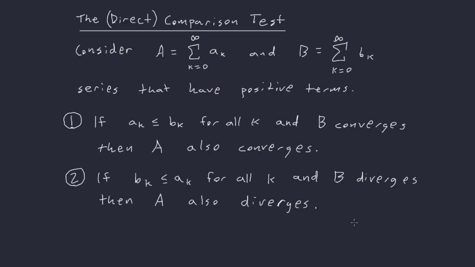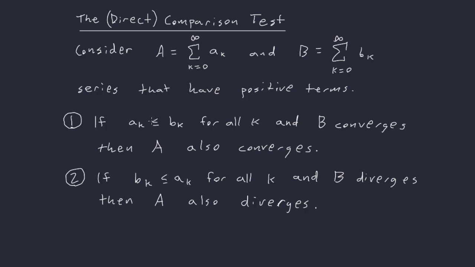Okay, so the first one we're going to talk about is just the comparison test, but it's sometimes called the direct comparison test. And here's how it goes. Suppose we have two series, say A with terms a_k and B with terms b_k, and we need all these to have positive terms for this to work. There are ways to handle this if they're not all positive, but we'll get to that a lot later.